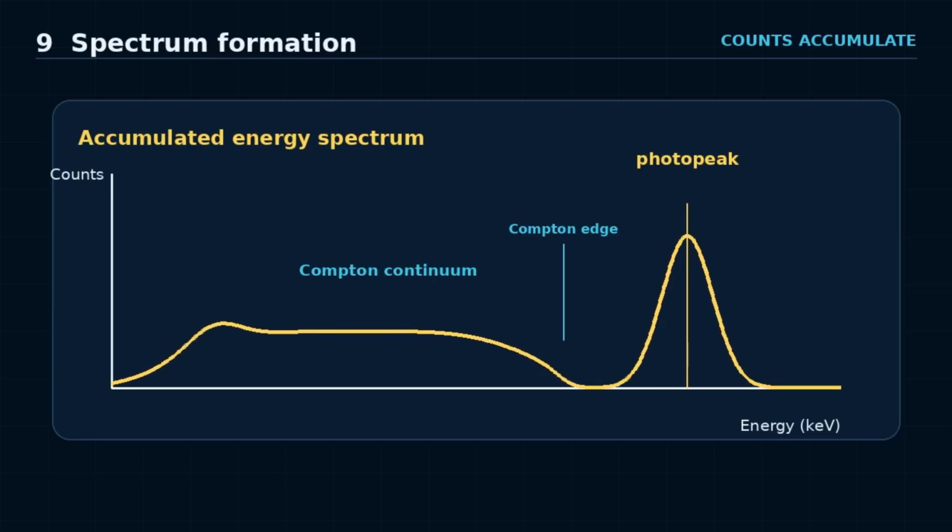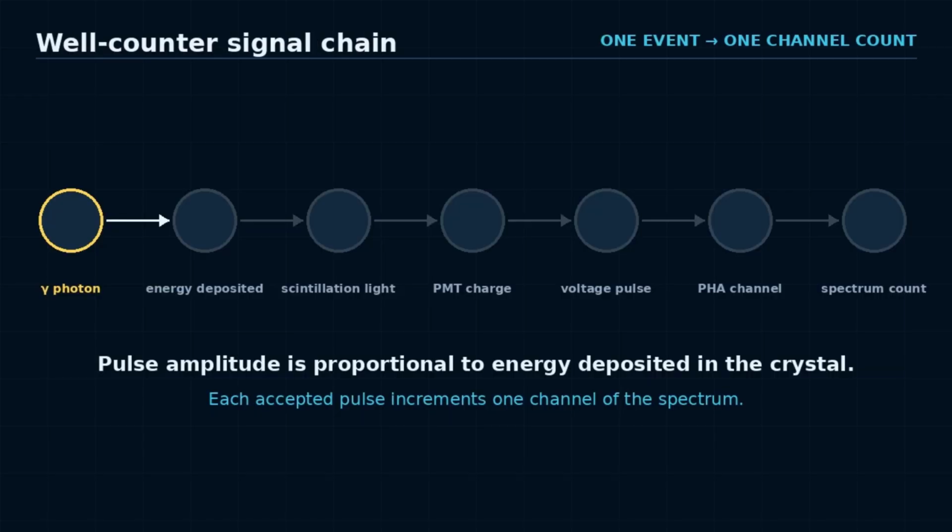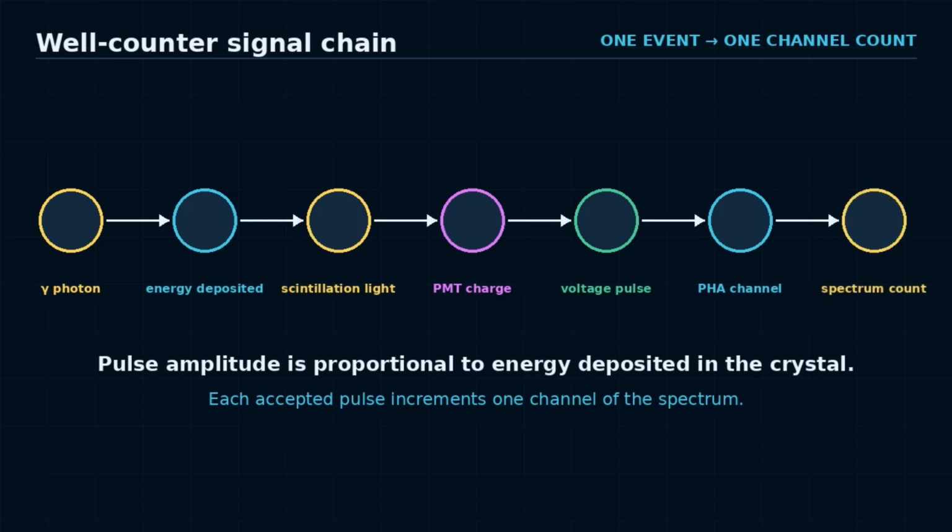The complete signal chain begins with a gamma photon depositing energy into the crystal. That energy becomes scintillation light, then multiplied charge in the photomultiplier tube, and finally a voltage pulse. The pulse height analyzer assigns the pulse to an energy channel, adding one count to the measured spectrum.